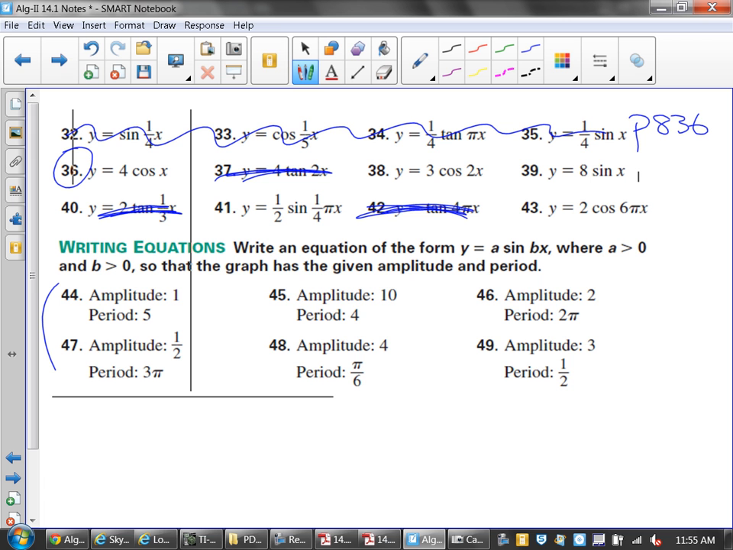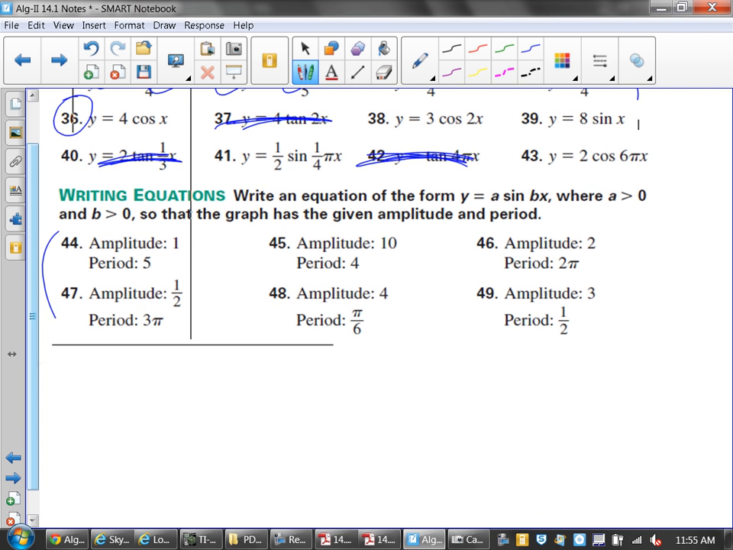Okay? So what happens here is if you know that your amplitude is 1, what's your A value? 1. Or negative 1, okay? But I do believe where A is greater than 0 and B is greater than 0, so that way they always have a positive. Okay. So if your amplitude is 1, your A value is 1, and your period is 5, you have to figure out what your B value is.